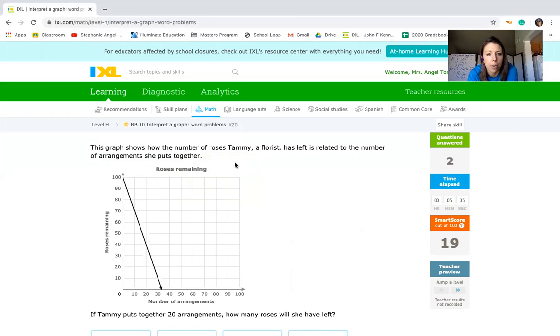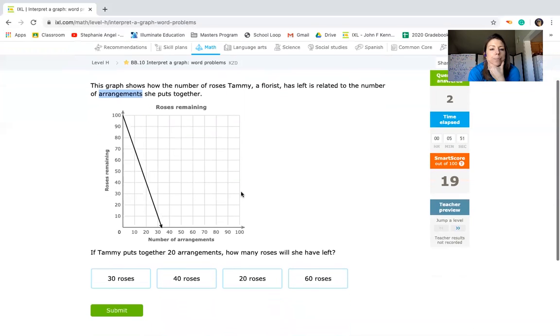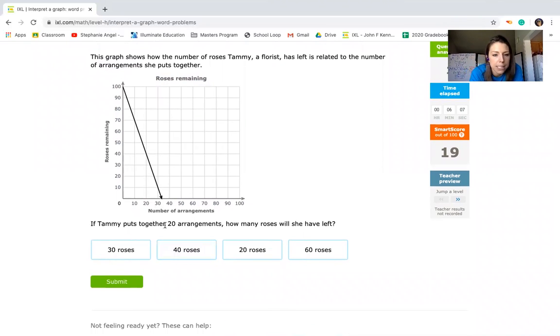This graph shows how the number of roses Tammy, a florist, has left is related to the number of arrangements she puts together. So an arrangement basically means that she's putting together like a bouquet of flowers or like a really pretty amount of flowers in a vase or something like that. So the entire thing represents roses remaining. So if you look at this graph, it looks like she starts with 100 and then she's able to make just over 30 arrangements out of all of those. So let's see what it asks us. If Tammy puts together 20 arrangements, how many roses will she have left?